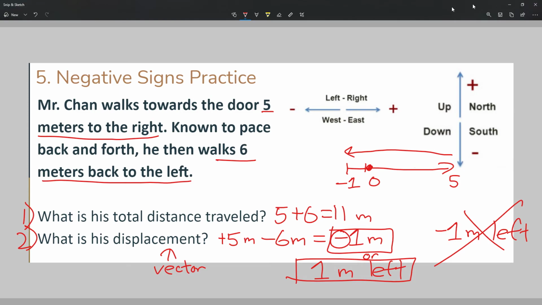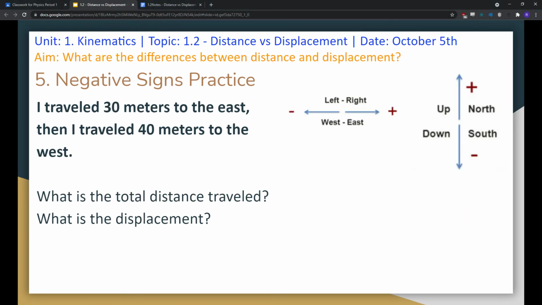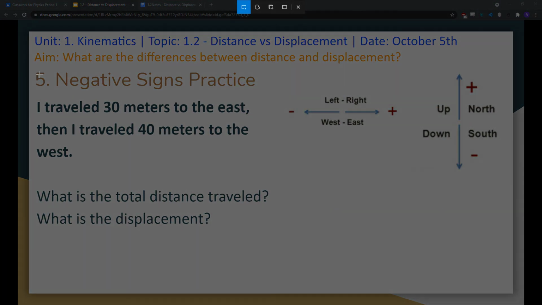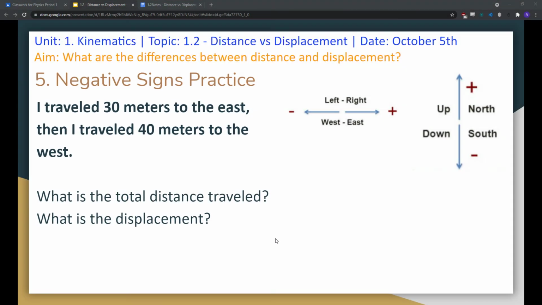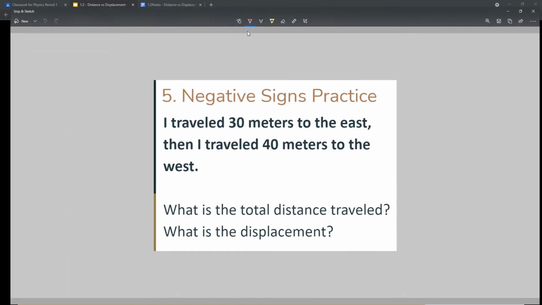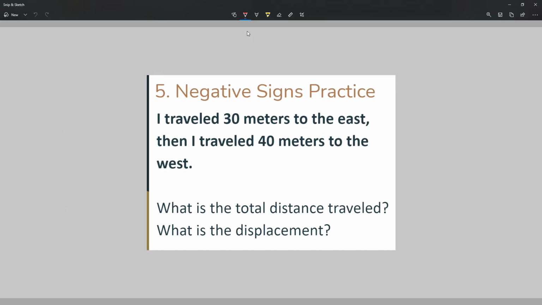Let's do another practice question. I travel 30 meters to the east and travel 40 meters to the west. My total distance traveled is 70 meters, right? We don't care about direction here because distance is a scalar. Scalar only has magnitude. What is my displacement?